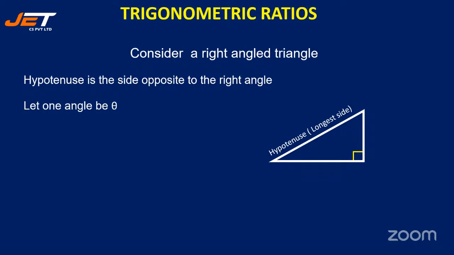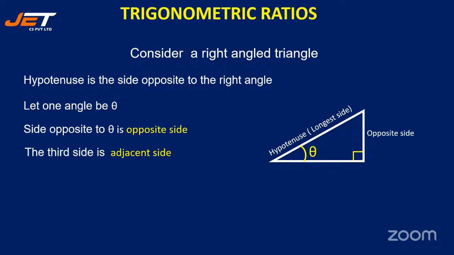Next, let one angle be theta. The side opposite to theta is the opposite side. The third side is the adjacent side. Clear? Whichever side is opposite to theta, that's called the opposite side. The longest side is the hypotenuse. There are only three sides in a triangle, so the left out side is the adjacent side.